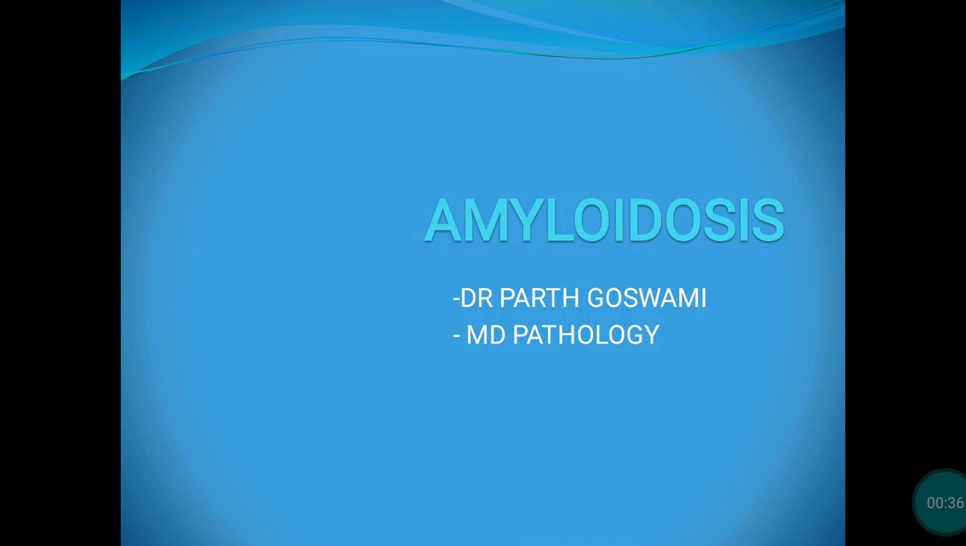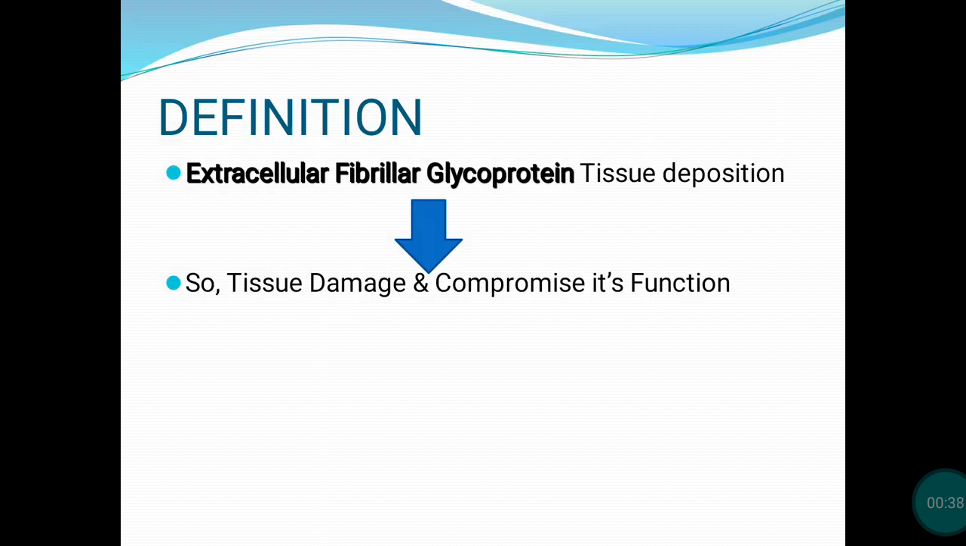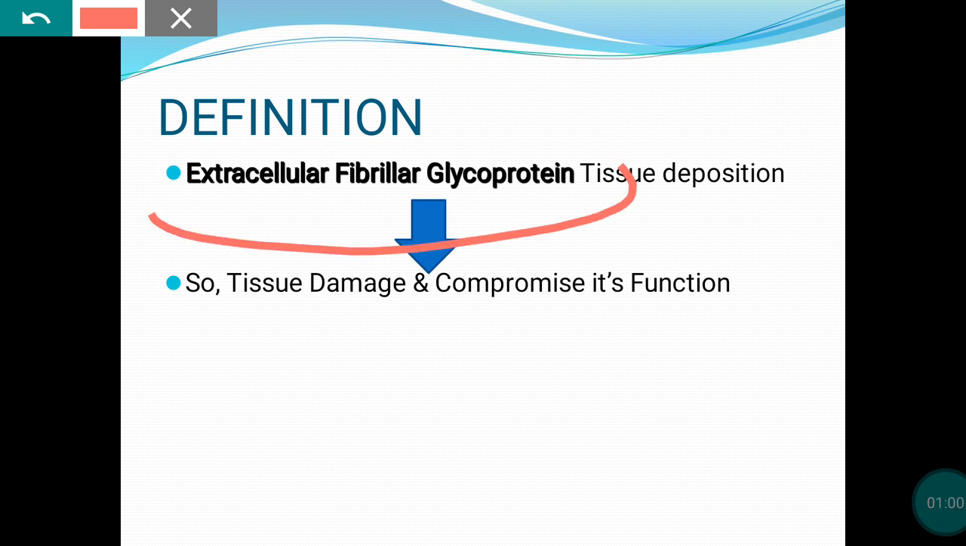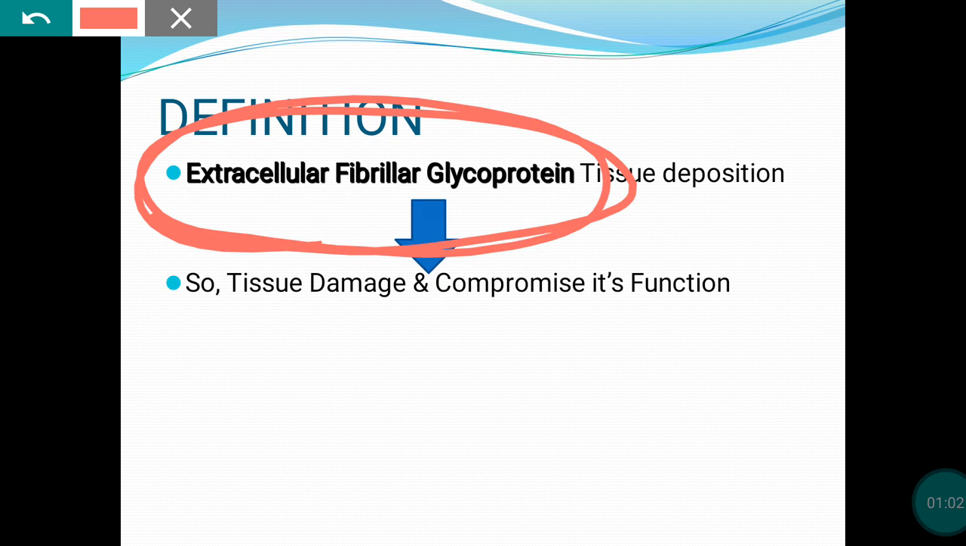So let's start the discussion on amyloidosis. First of all, any topic starts from the definition. What is amyloidosis? Do you have any idea? You might remember that protein can get accumulated within the cell, but here the protein deposition is extracellular. So the definition includes extracellular fibrillar glycoprotein deposition in the tissue, that is known as amyloidosis.